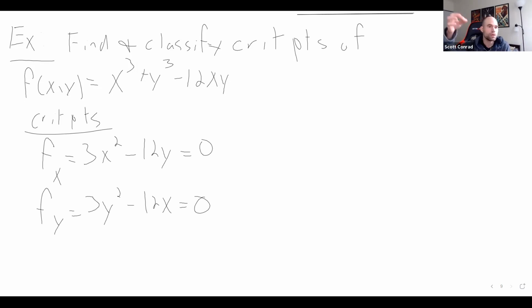Okay. So we can't directly solve for x or y from either of these equations. So we're going to have to get a relationship between x and y and then substitute into the second. So from this first equation, we're going to get y by itself. So we add 12y to both sides and then divide both sides by 12. We get y is equal to 3 over 12, which is 1 over 4, x cubed.